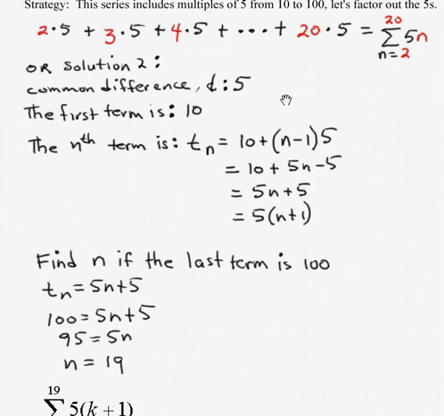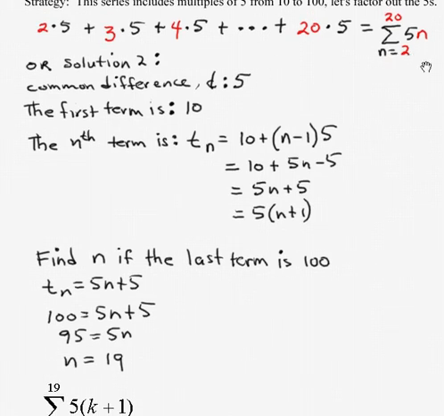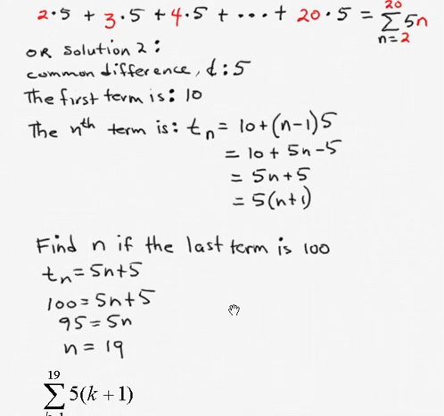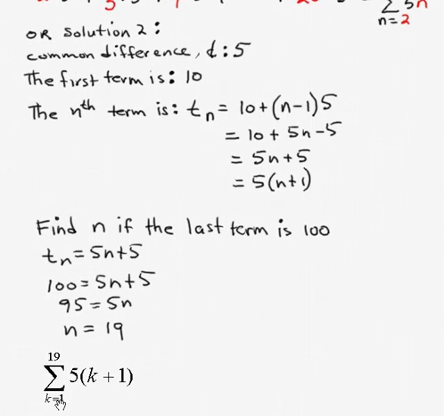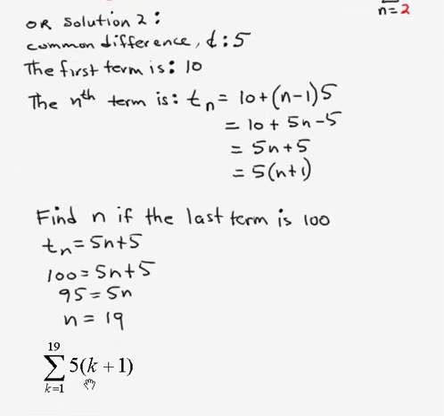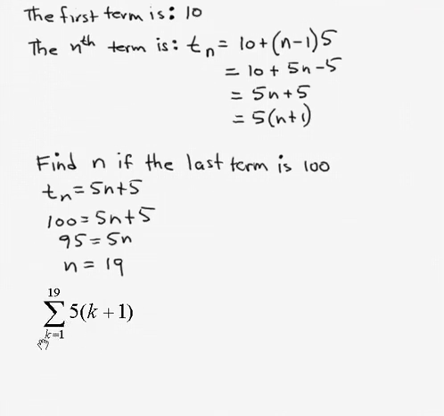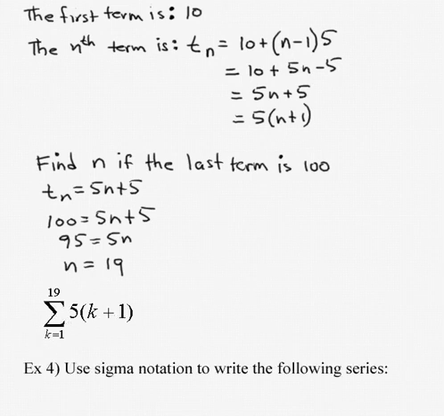One way, as we saw just a moment ago, is to start with term 2, go to term 20. 5 times n is that formula. Another approach is saying, well, we start at term 1, but 1 times 5 is 5, not 10. So we want to, for our formula for the nth term, add 1 to the index number k here. So that's going to be from 1 to 19, 5 times k plus 1.